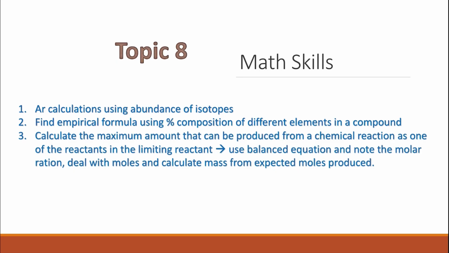Calculate the maximum amount that can be produced from a chemical reaction, as one of the reactants is the limiting reactant, meaning you are using one reactant and reacting it with an excess of another one, and they ask you to calculate the maximum amount that can be produced of one of the products. Usually when you do this calculation, you need to convert everything into moles first. Use the balanced equation to see the molar ratio between the reactant and the expected product, and then calculate the number of moles of the product, and then convert the moles into a mass.